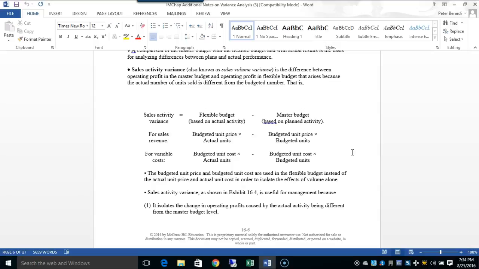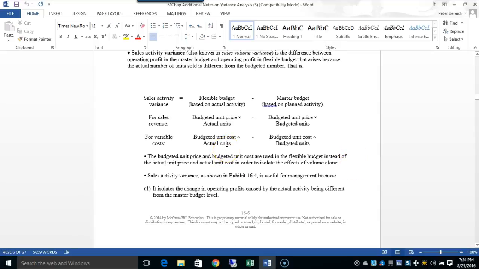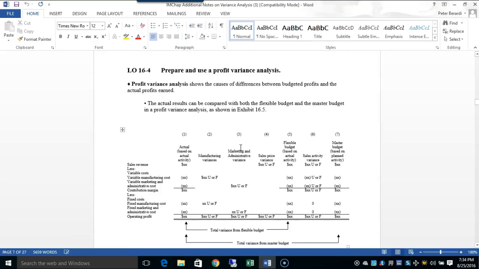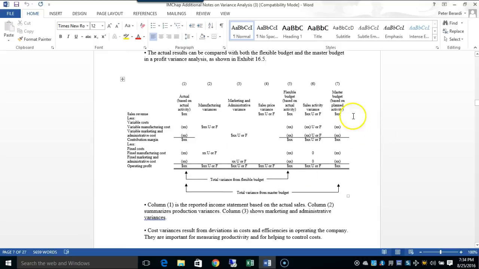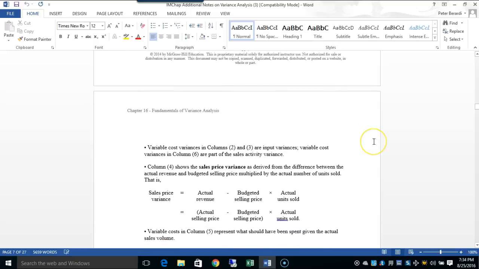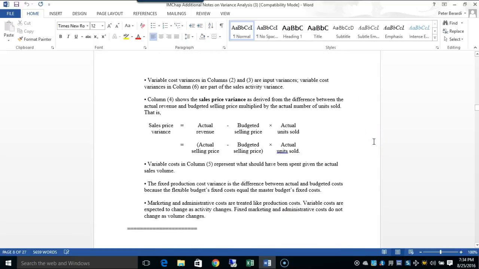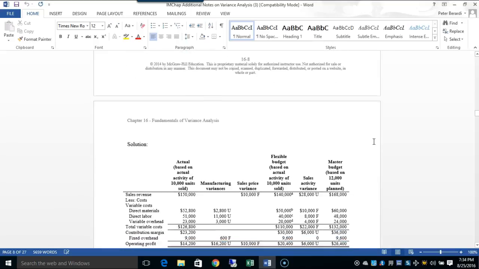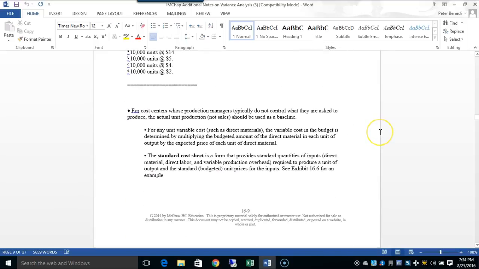For the sales revenue, the flexible budget is simply the budgeted unit price or standard price times the actual units, and the static budget is the standard price times the budgeted units. And similar for variable costs, except you're using cost information. So I'm going to scan over this a little bit because I think it's confusing, and get to a problem.